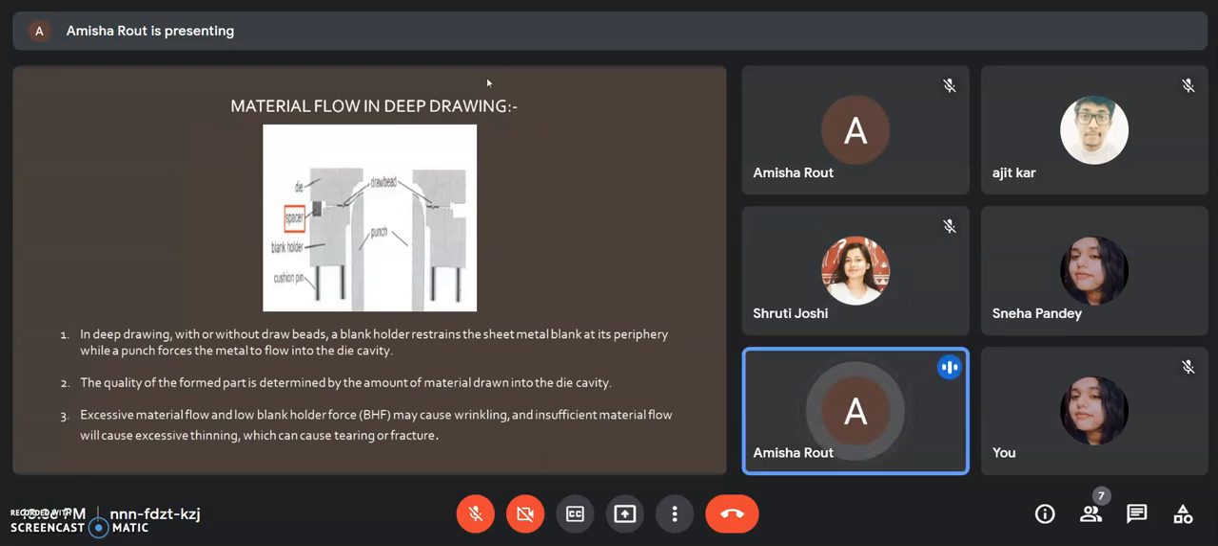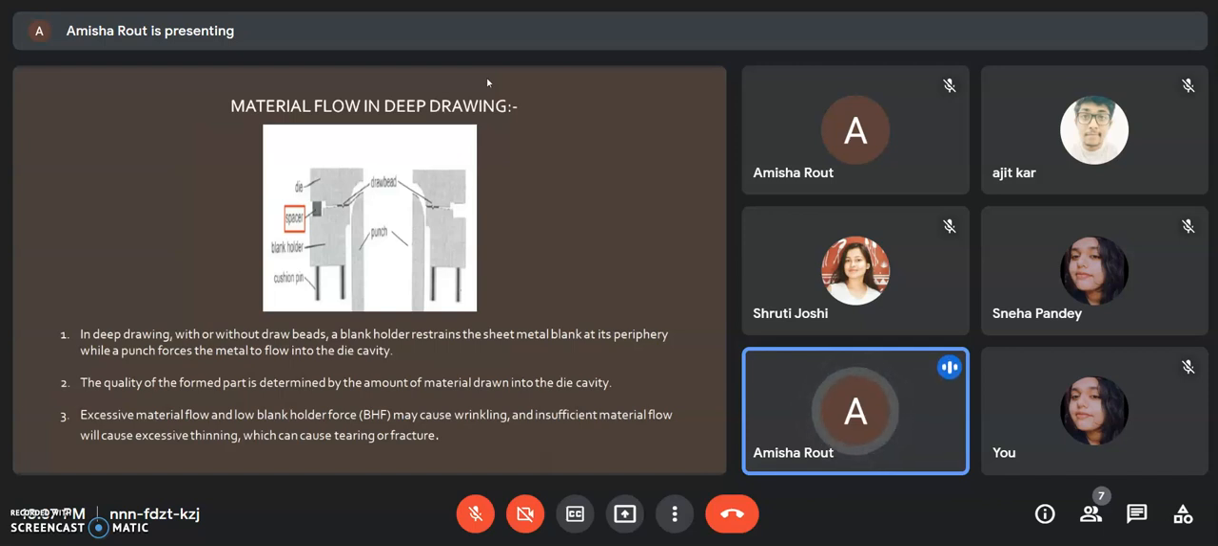Thank you, Shruti. Moving on to the next topic, material flow in deep drawing. In deep drawing, with or without draw beads, a blank holder restrains the sheet metal blank at its periphery while a punch forces the metal to flow into the die cavity. The quality of the formed part is determined by the amount of material drawn into the die cavity.